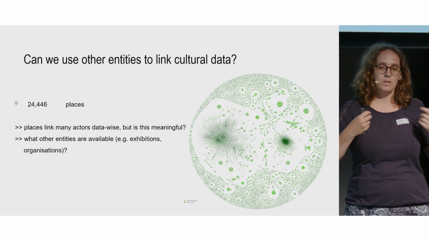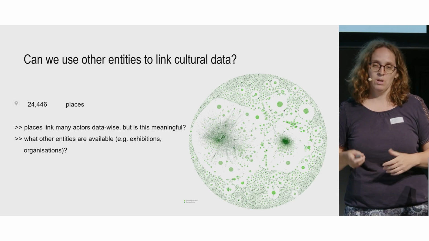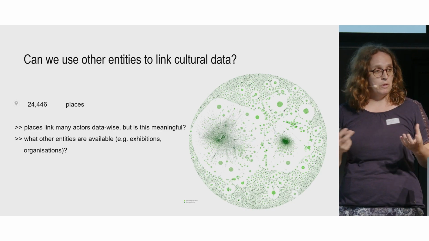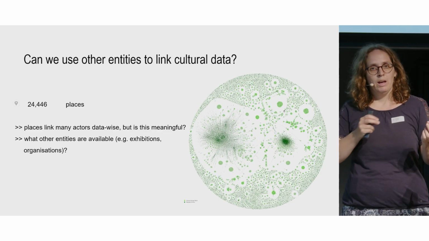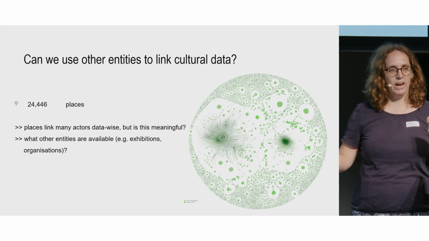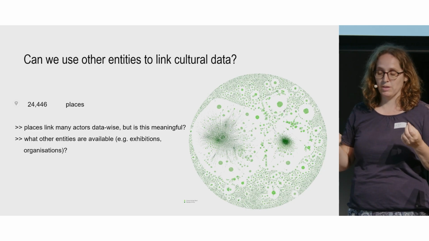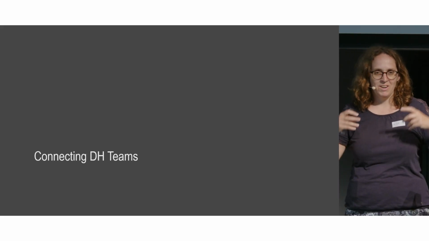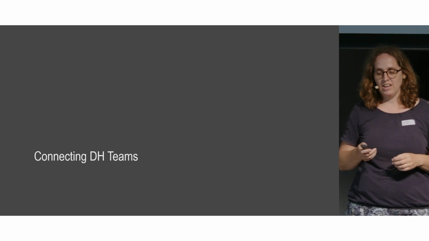So we have to think about what kind of relations about other entities could be meaningful. This could be exhibitions for artists, for example. This could be organizations. So we have to think about what kind of links between actors and objects via other entities could be also meaningful to build up such a knowledge graph. So that's a bit more a critical view on what we did in connecting this kind of data silos.